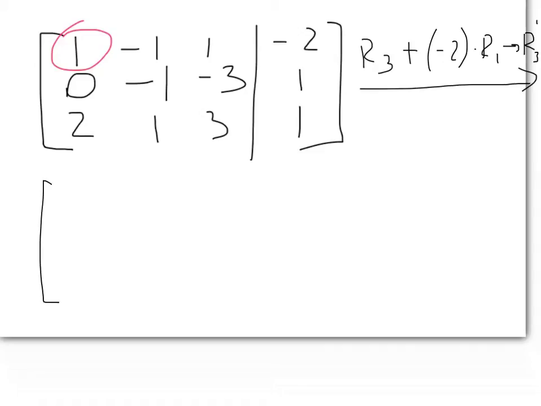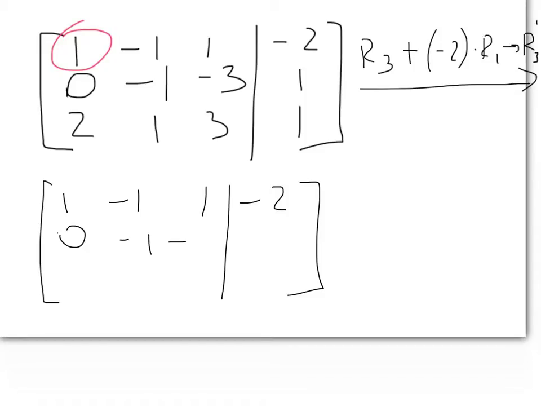What are you doing to row 1? Nothing, because your instructions say you're only modifying row 3. So rows 1 and 2 stay the same. Just copy them down as they are. 1, negative 1, 1, negative 2, 0, negative 1, negative 3, 1, and row 3.